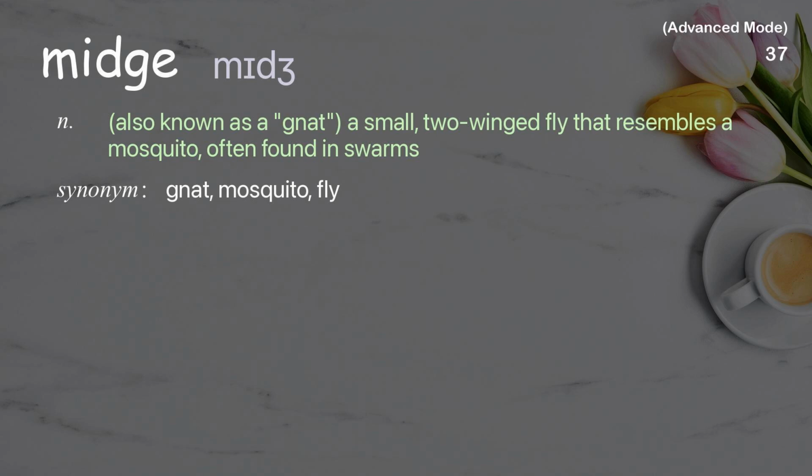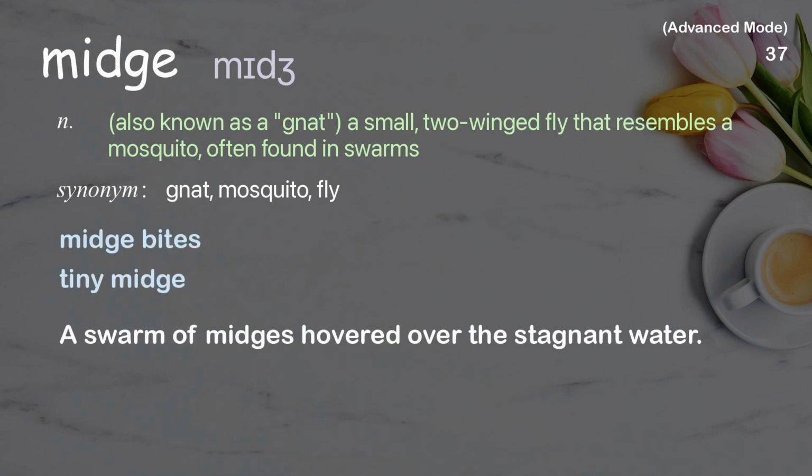Midge. Also known as a gnat, a small, two-winged fly that resembles a mosquito, often found in swarms. Examples: midge bites, tiny midge. A swarm of midges hovered over the stagnant water.